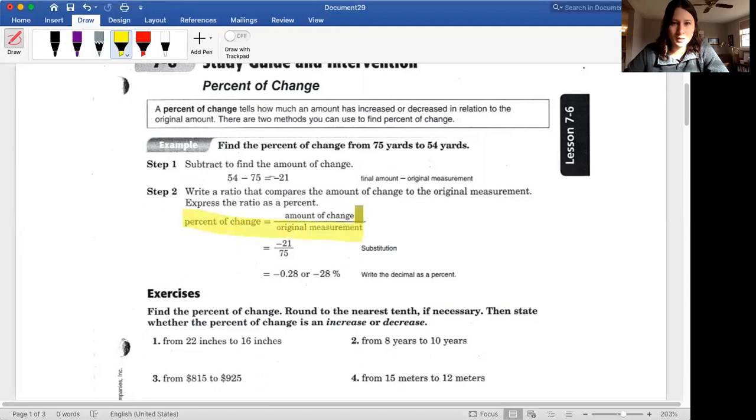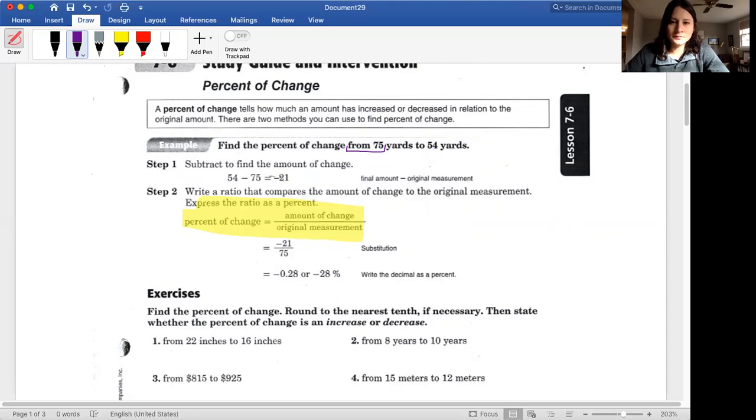So let's use this example to take a look at this equation. The example says find the percent of change from 75 yards to 54 yards. So what we're going to do first is decide how much has been changed from the original. And the key word here says from 75 yards. So this is the original amount, right? Starting at 75, going down to 54. So we're going to subtract the two.